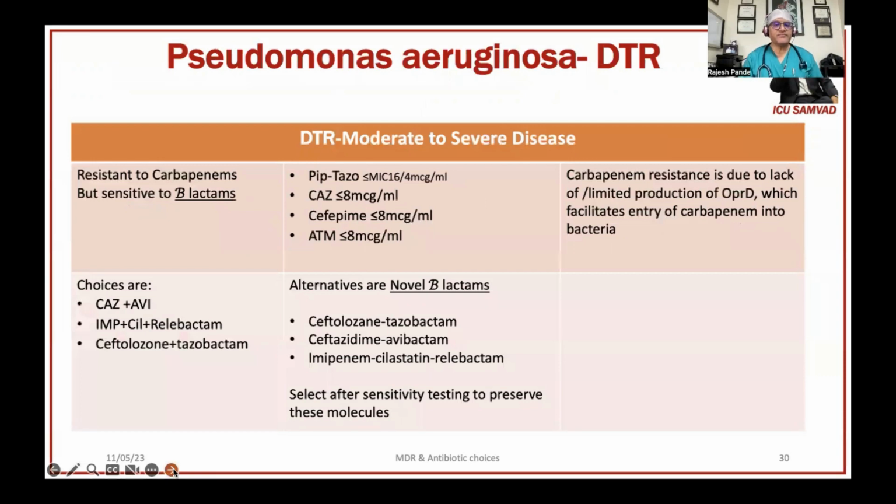Moderate to severe disease, resistant to carbapenems but sensitive to beta-lactams. Here, piperacillin-tazobactam if the MIC is less than 16/4, or ceftazidime when MIC is less than 8 microgram per mL, cefepime less than or equal to 8 microgram per mL, aztreonam less than or equal to 8 microgram per mL. Carbapenem resistance is due to lack of or limited production of OprD, which facilitates entry of carbapenem into bacteria. Choices are ceftazidime-avibactam, imipenem-cilastatin-relebactam, ceftolozane-tazobactam, and the alternatives are novel beta-lactams. Again, ceftolozane-tazobactam, ceftazidime-avibactam, imipenem-cilastatin-relebactam. And we need to select after sensitivity testing to preserve these molecules. So use only when sensitivity testing has been done.